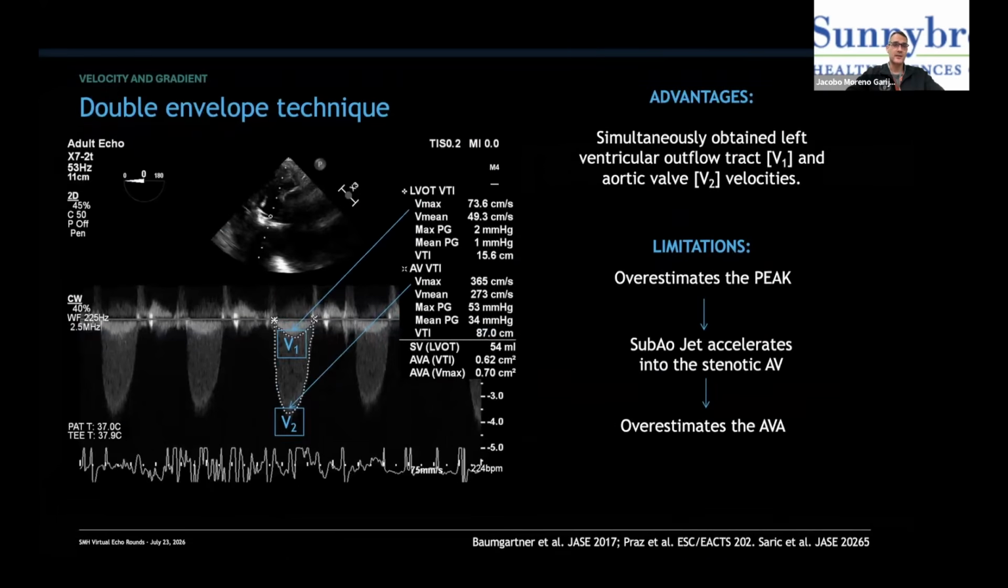The double envelope technique is something that you can use. The beauty of this technique is that you can simultaneously obtain the left ventricular outflow tract and the aortic valve velocities in a single beat. The problem with this technique is that you are going to overestimate the peak and overestimate the aortic valve area. So the best recommendation from the guidelines is to do pulsed-wave Doppler for the LVOT and continuous-wave Doppler for the Vmax of the aortic valve.